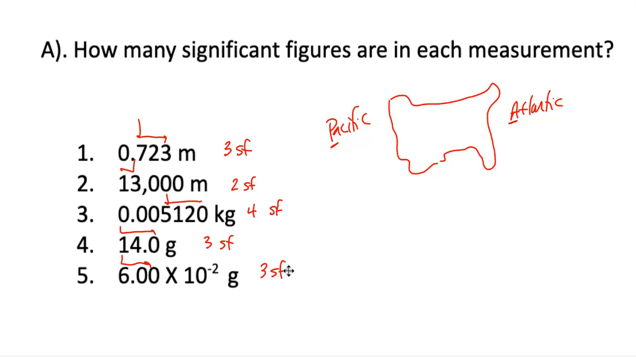For the next part, it wanted us to convert each measurement to 2 significant figures. So for this one, the 2 significant figures would be these two. The 0 doesn't count, just these two. So it would be 0.72 meters. For this one, it already has 2 sig figs, so you could just leave it as is, or if you wanted to convert it into scientific notation, you could move the decimal to the left 1, 2, 3, 4 spaces, so you could write that as 1.3 times 10 to the 4th meters.